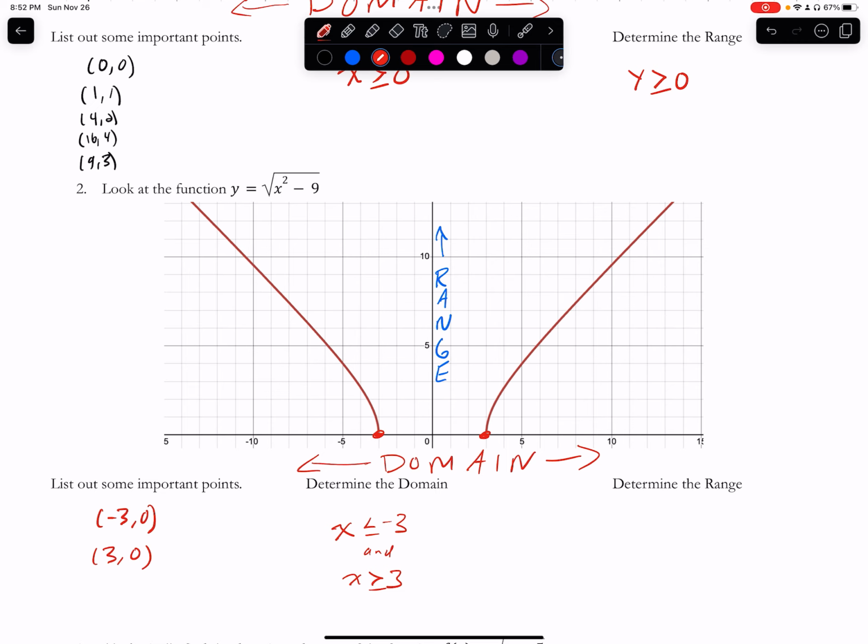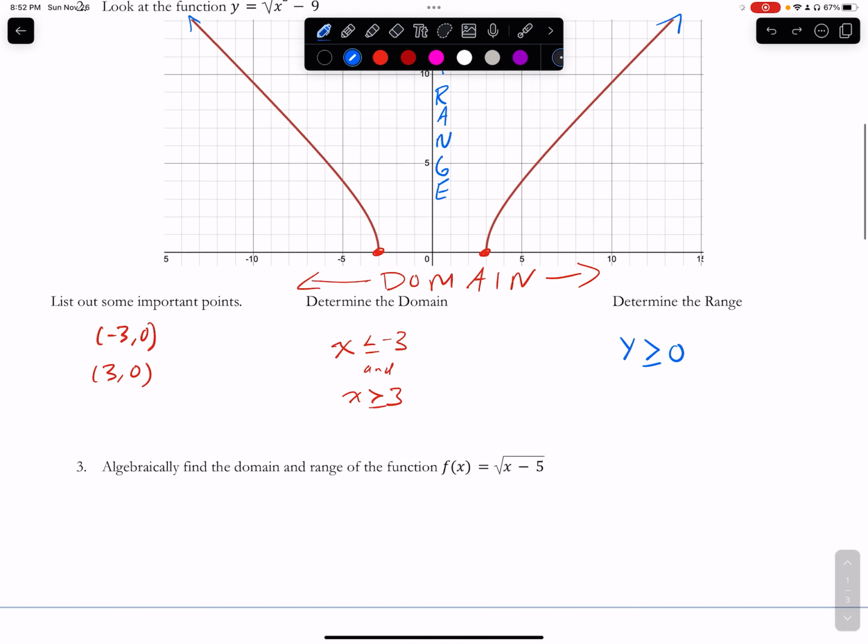And then if you look at the range here, this goes on forever in that direction and forever in that direction. In this case, y is also greater than or equal to 0, because the graph never goes below 0. It just remains at 0, and the outputs will always be headed up towards positive infinity. So these are two ways to graph to find the domain and the range of radical functions.